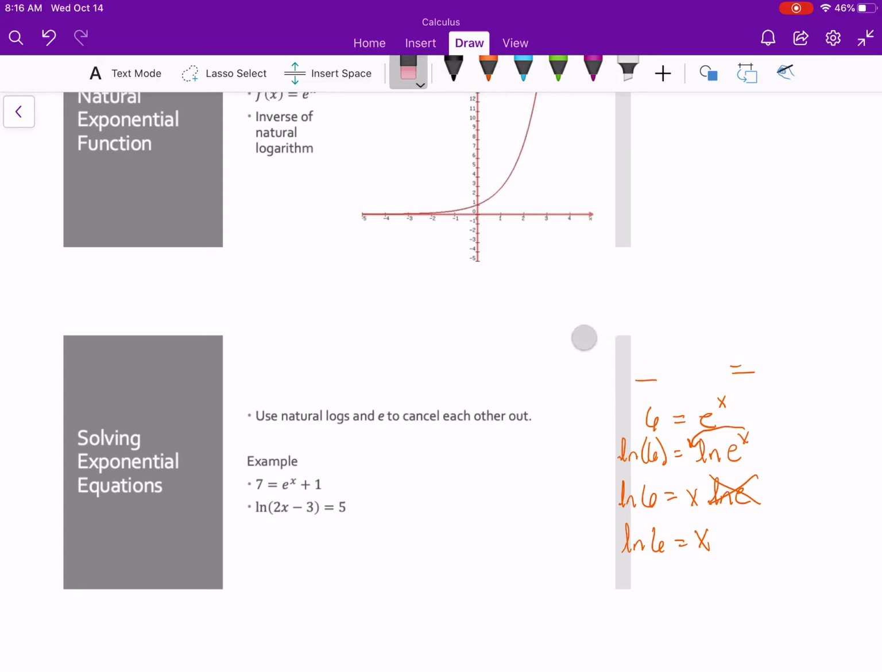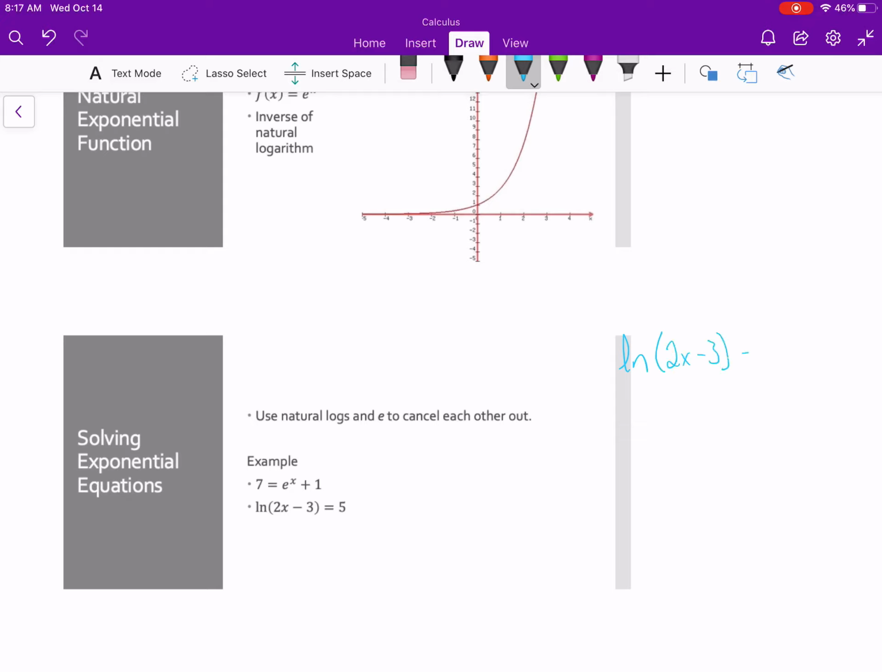All right, let's look at going the other direction, getting rid of a natural log. So we have the natural log of 2x minus 3 is equal to 5. We're going to raise each side as the exponent, so we're going to do e to the natural log of 2x minus 3 is equal to e to the 5th. E to the natural log cancels out, so we're left with 2x minus 3 equals e to the 5th.